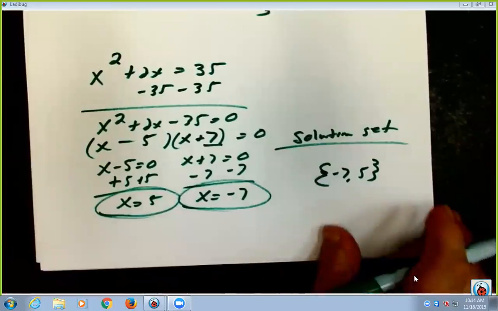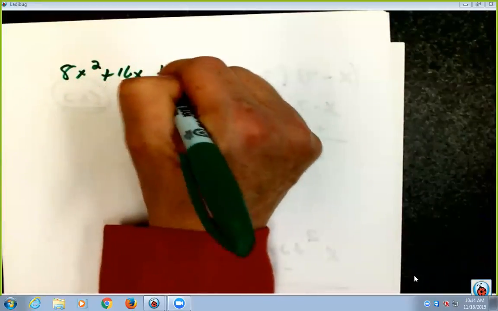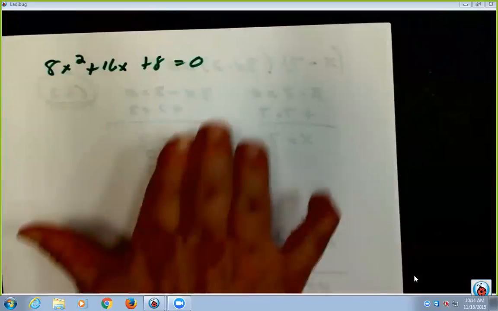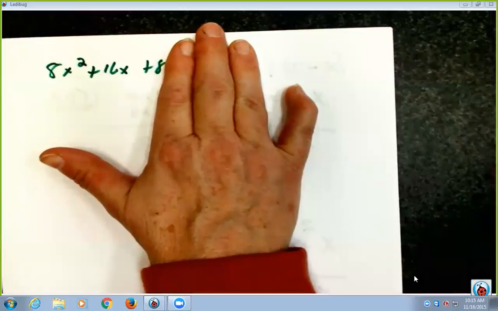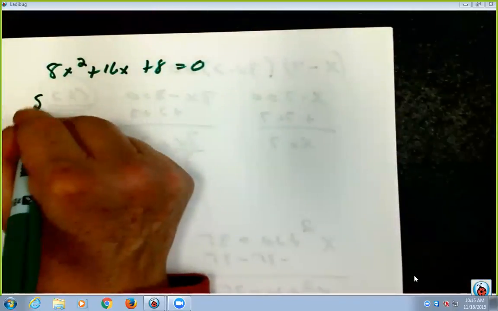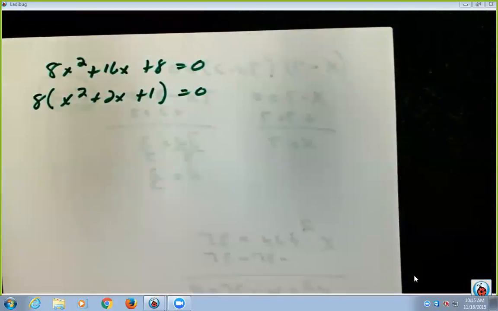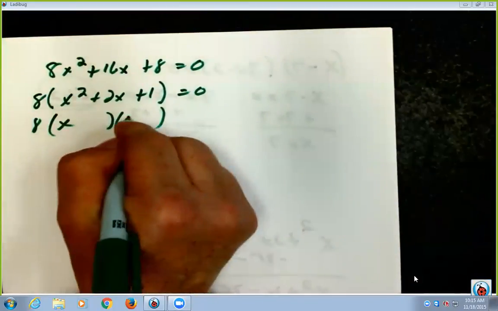Okay. How about this one? 8x squared plus 16x plus 8 equals 0. So if you look just at the left-hand side, factor it. What can I do with this whole thing? 8, 16, and 8. I can take an 8 out. Okay. Then does that factor? So what would this factor to? x and an x.